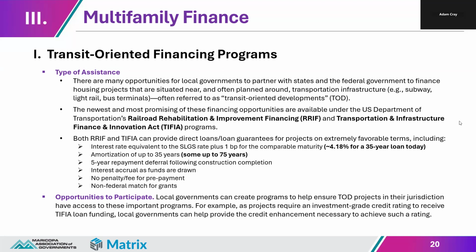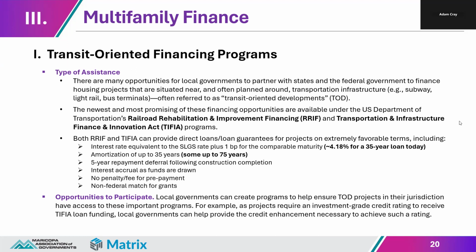Not to get too far into it, I could talk about eligibility and all these sorts of things, but just to give you an idea, both of these programs provide long-term financing on extremely beneficial terms. So, for example, today the rate on a 35-year maturity loan would be 4.18%. Anyone who's been involved in multifamily deals lately knows that that's several hundred basis points below what you could get in the market today on a loan of that tenor. So obviously that increases the amount of debt you're able to leverage on a deal in the long term and reduces the gap.